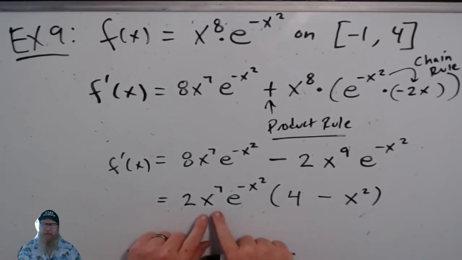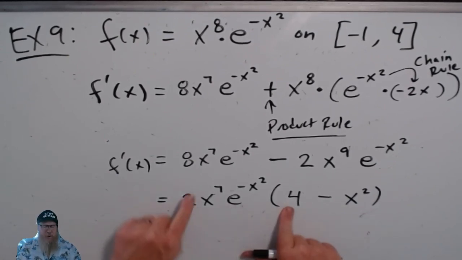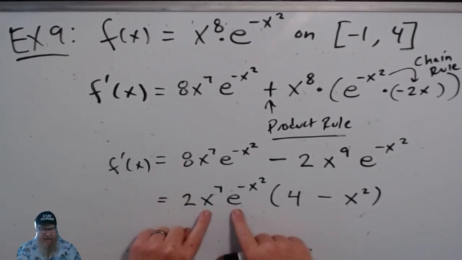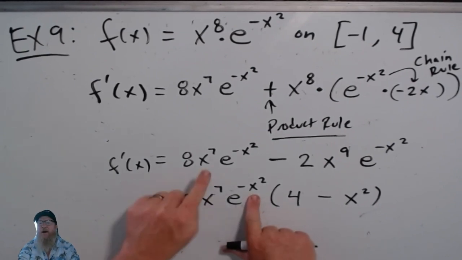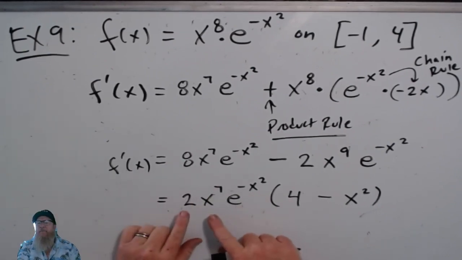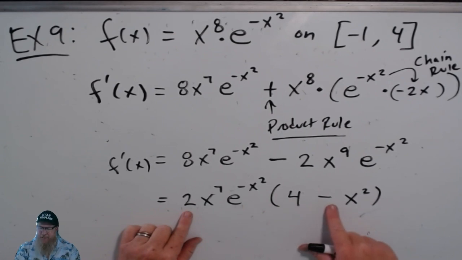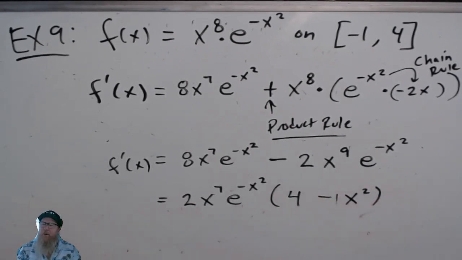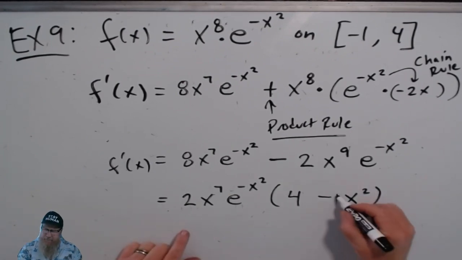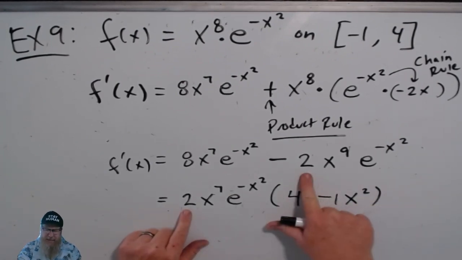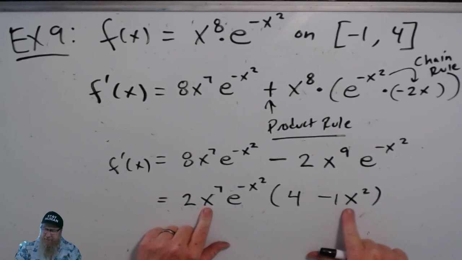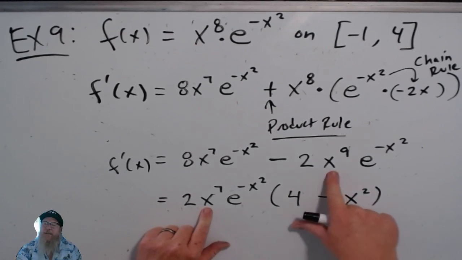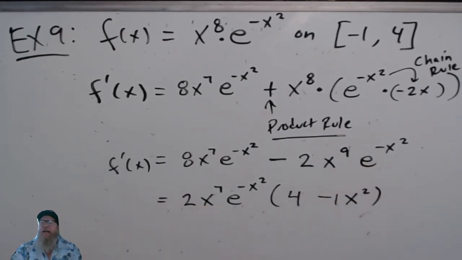All right, double check that, by the way. 2 times 4 is 8, and then x to the 7th, e to the negative x squared, check. 2 times negative 1 is negative 2. So, I mean, there's an invisible negative 1 right there. So 2 times negative 1 is negative 2. X to the 7th times x squared is x to the 9th, and then e to the negative x squared.